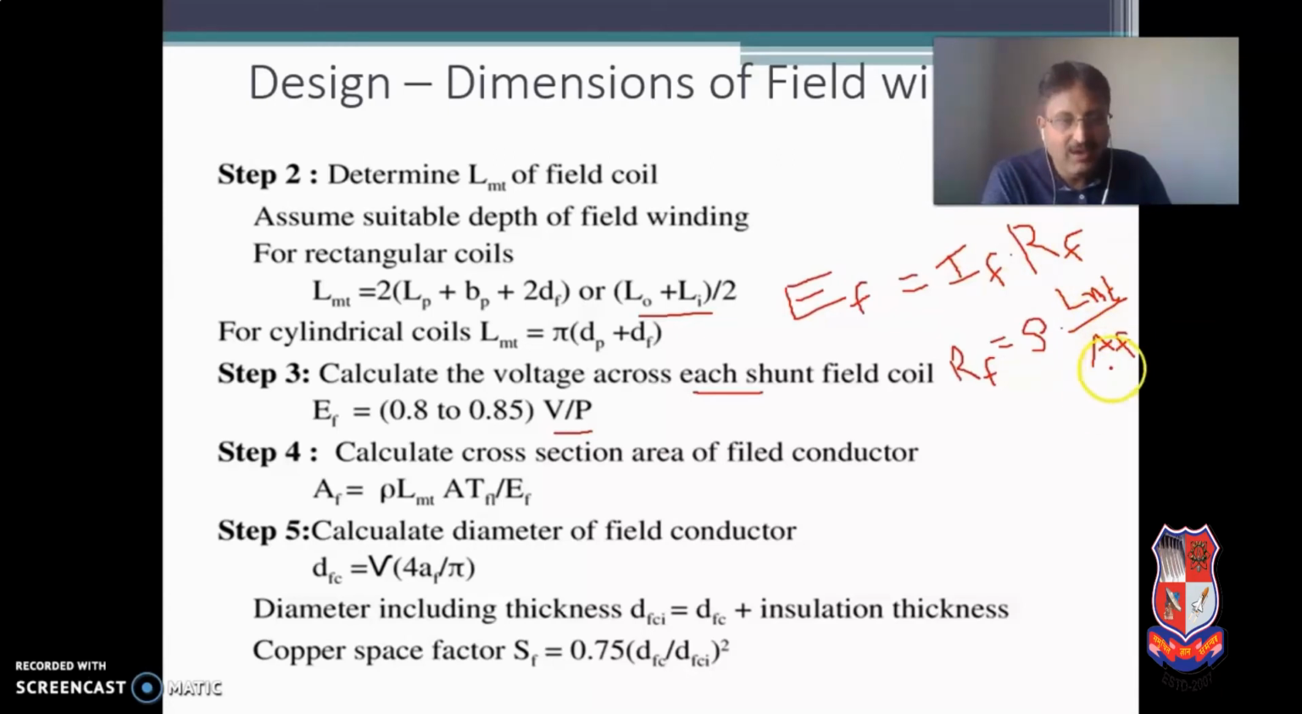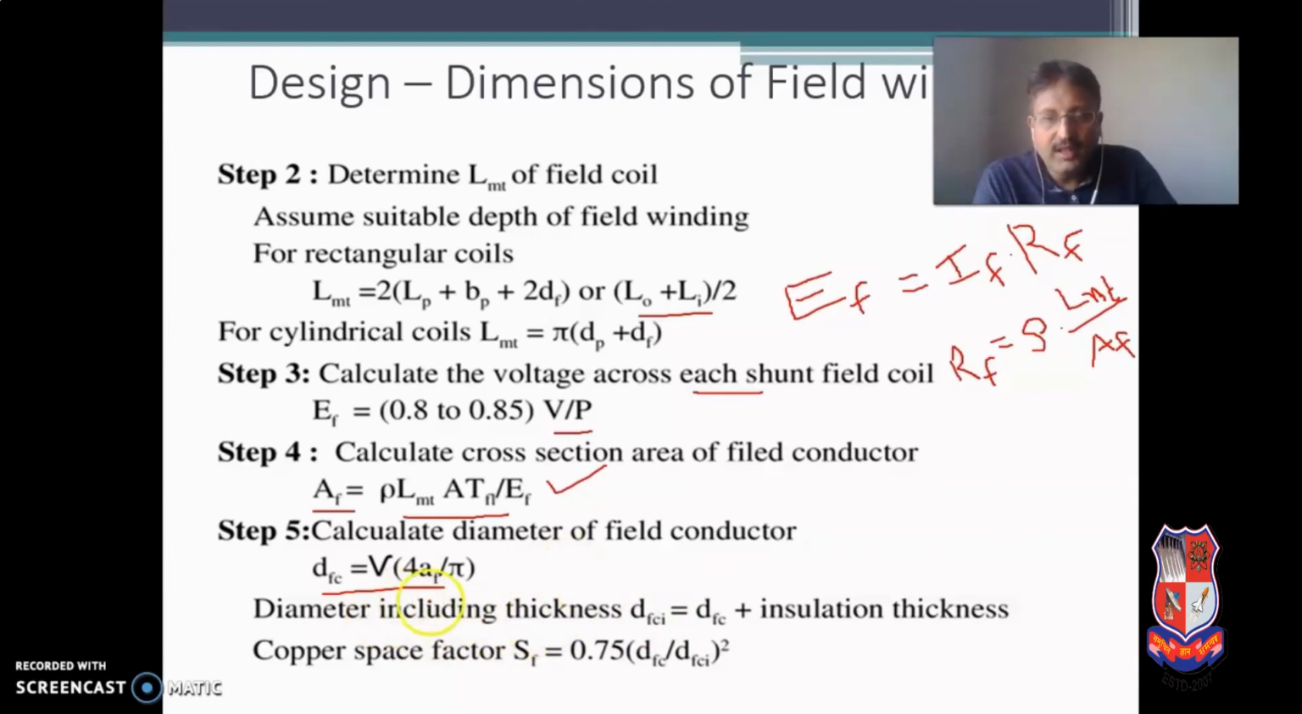In this equation, what we are interested to find out is the area. So if you make AF the subject of the formula, then this equation will come. AF equals rho LMT into IF upon EF. Clear? So this will be the equation of the area of the shunt field winding. Once you get the area, if you assume the conductor is always circular, the circle area is pi by 4 d square. So from that equation you can find out the diameter, square root of 4a upon pi.